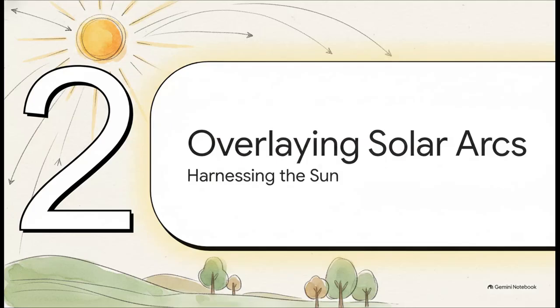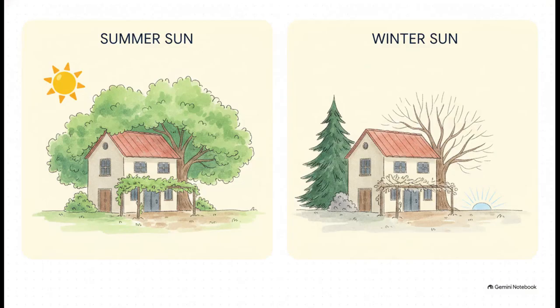Section 2, overlaying solar arcs, harnessing the sun. These are the very first arrows we need to map out. Now, what's really fascinating here is that you can't treat the sun as one single energy. It's actually two totally distinct seasonal forces. And you have to map both.